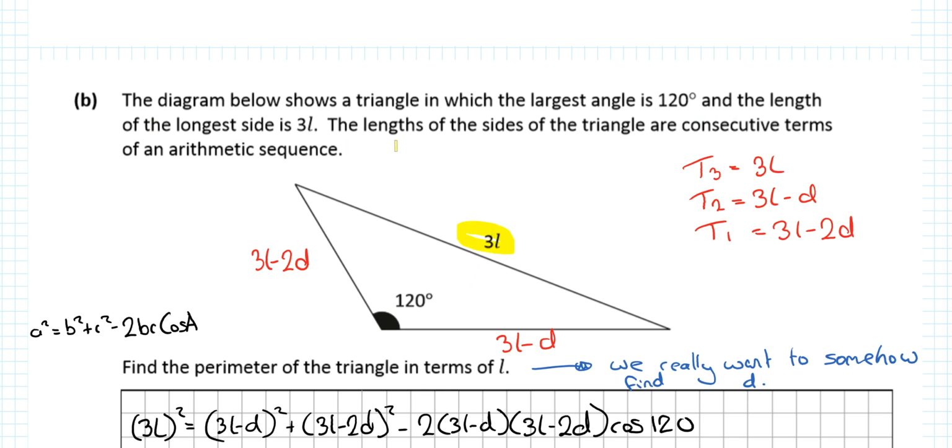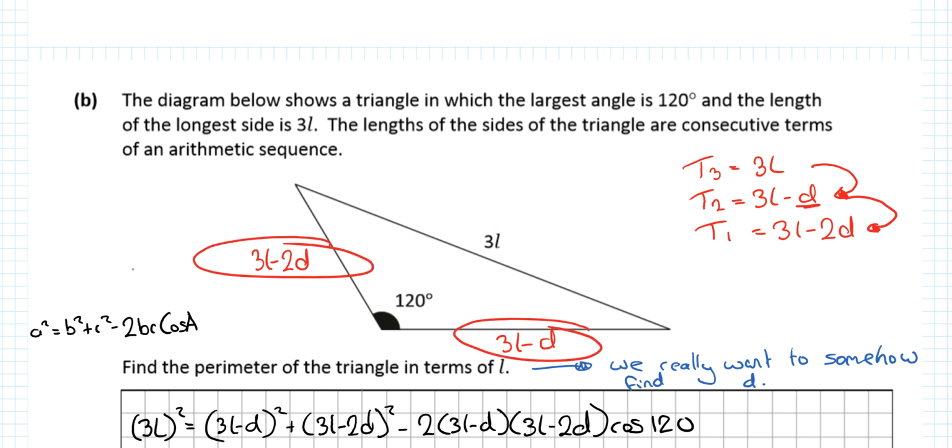Grand. The lengths of the sides of the triangle are consecutive terms of an arithmetic sequence. Okay, well, if this has to be the longest side, this is going to have to be the third term, the last term of the sequence. So how do we go forward in an arithmetic sequence? We add the common difference. How do we go backwards? We subtract the common difference. So I know the other two sides, kind of.